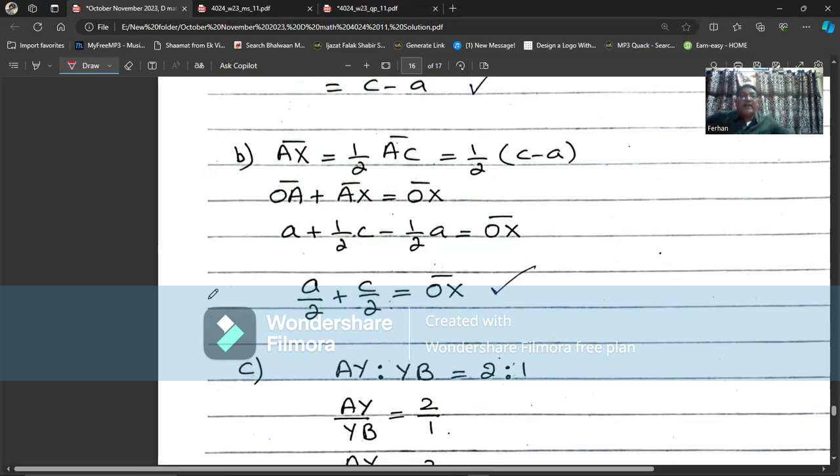So OA plus AX will be OX. That's the bypass. So OA is A and AX is 1 by 2 of C minus 1 by 2 of A.